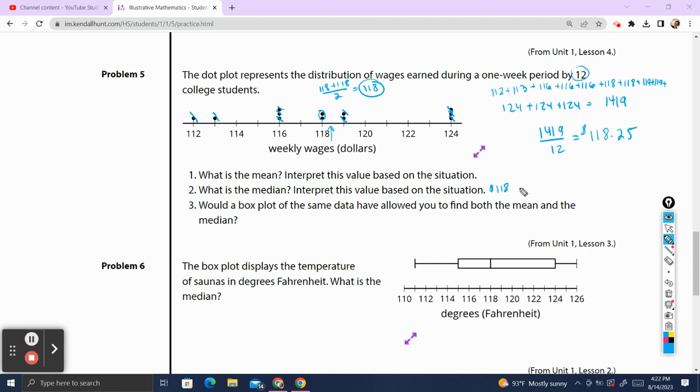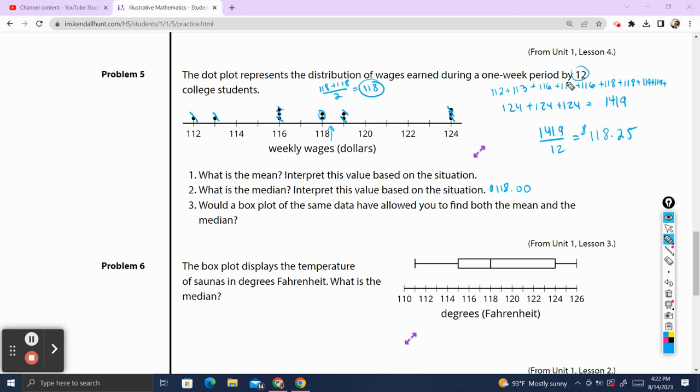So again, we're at $118. Because it's money, I'm going to put a decimal point and 2 zeros afterwards. And interpreting this value means that half of the students made below $118 and half of the students made above $118, which in this case, because there's 12 students, the median means that 6 students made less than $118 in this data set and 6 students made more than $118 in this data set.